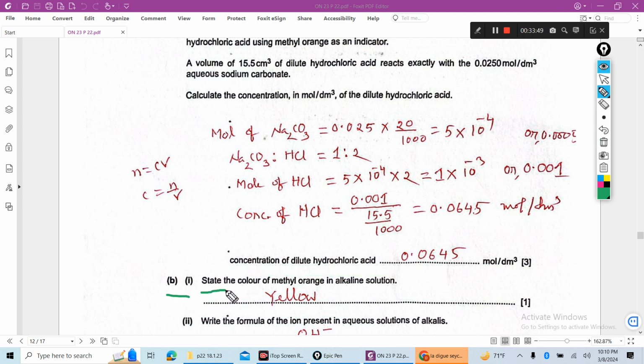B1, state the color of methyl orange indicator. You know methyl orange in alkali is yellow, in acid red, in neutralization orange. So as it is an alkaline solution, this color will be yellow.